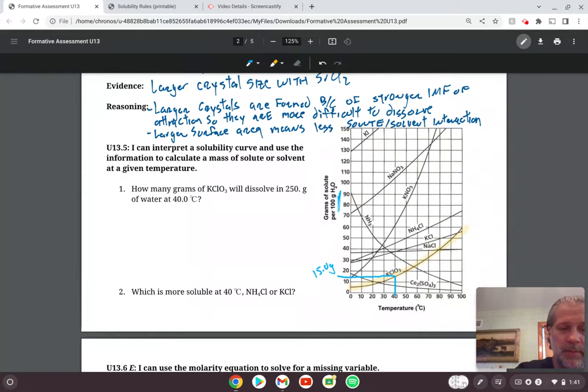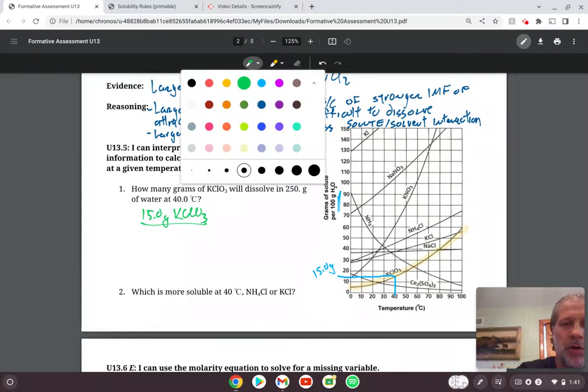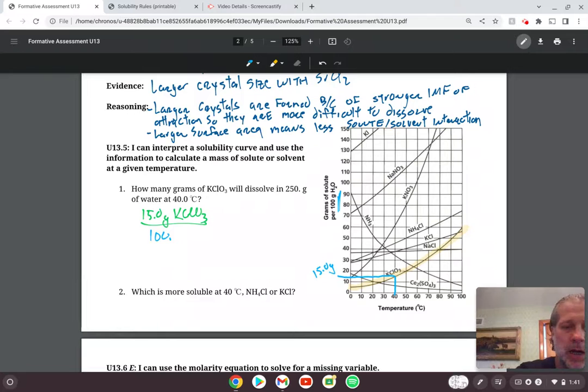So the first thing I'm going to do is take my 15 grams of KClO3 and put it over the 100 grams of water. Now, the next thing I'm going to do is compare it to how much KClO3 I can put into 250 grams of water. So in this problem, I'm going to put 250 grams of water on the bottom, and I'm going to be solving for question mark grams of KClO3.